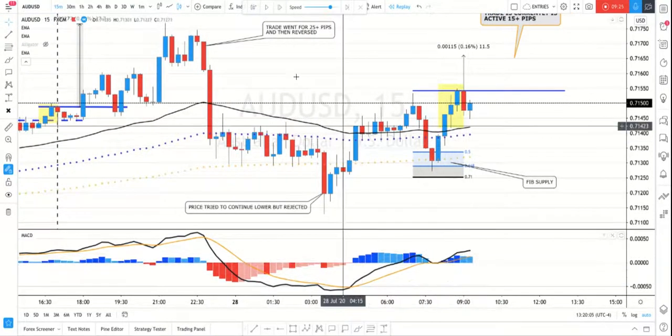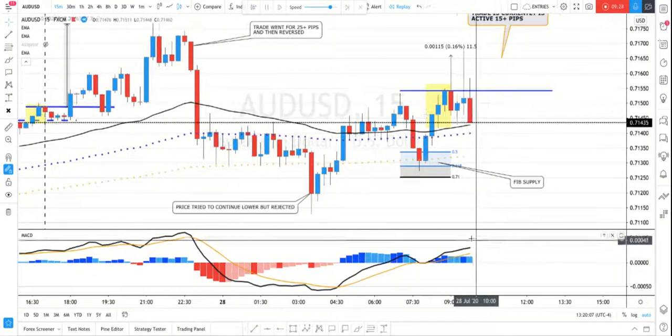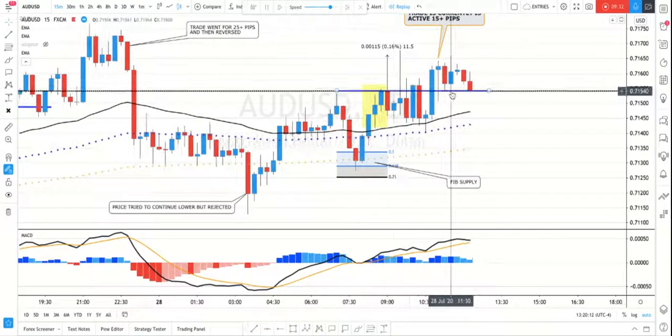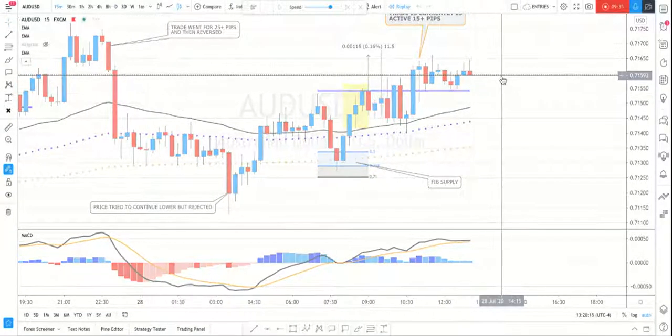Now you can see we're also above the histogram as well. Okay, and this blue solid line is my entry line, and that is where I'm currently actively in this trade and waiting for it to continue to make its highs.